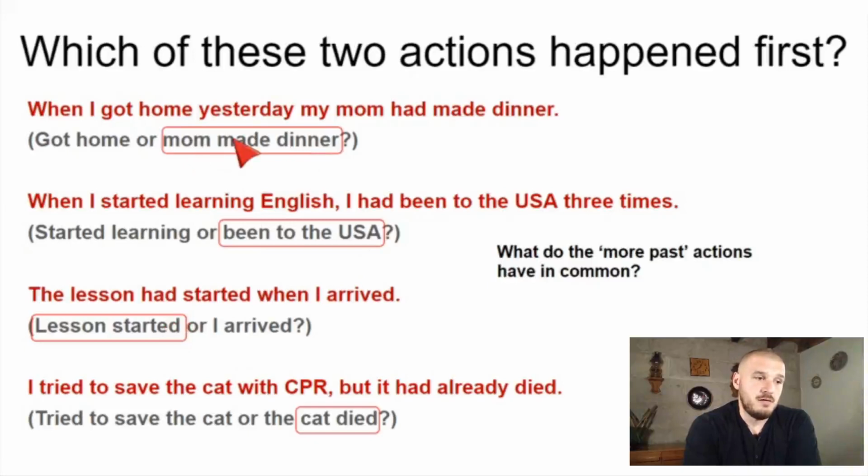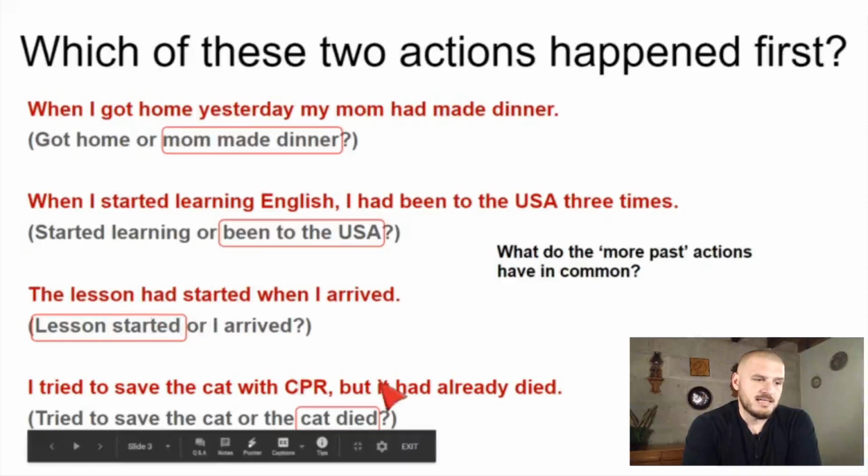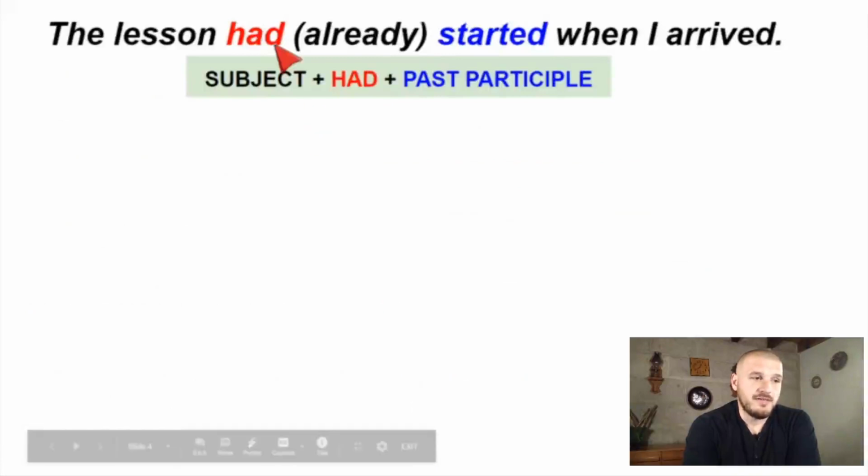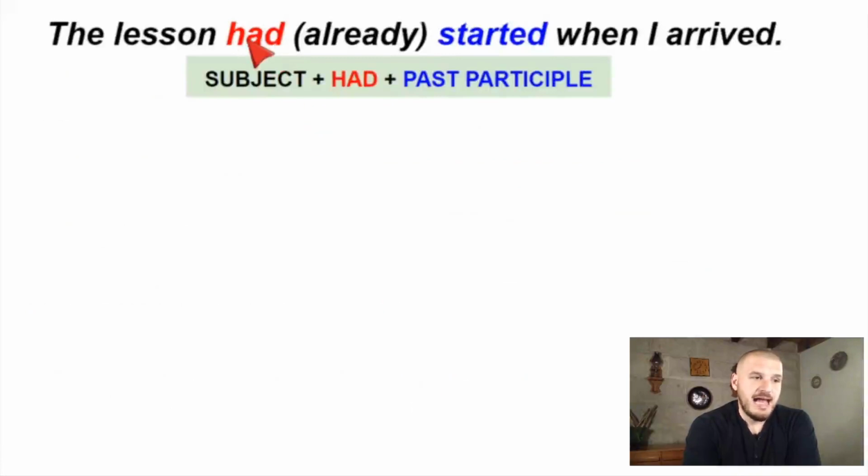What do these 4 past actions have in common in terms of the structure in the sentence? So, mum made dinner, been to the USA, lesson started, and cat died. Well, they have in common this had, right? Had and a past participle. The lesson had started when I arrived. Había empezado cuando yo llegué. This is how we say the past perfect. Había empezado, right? The lesson had started when I arrived.